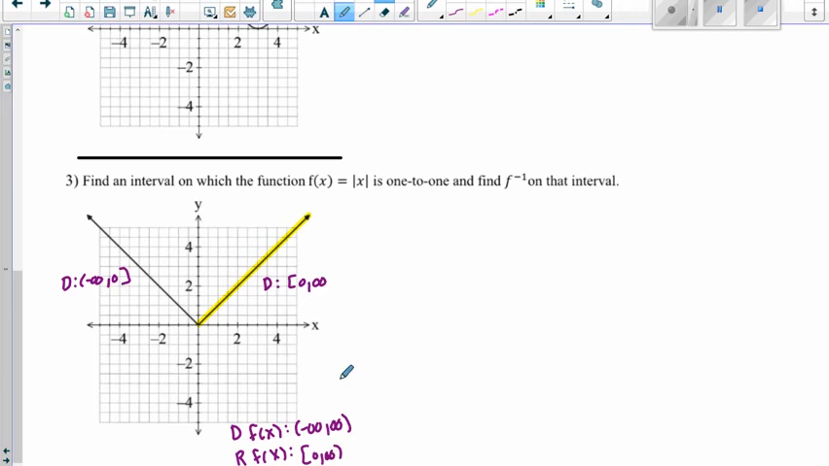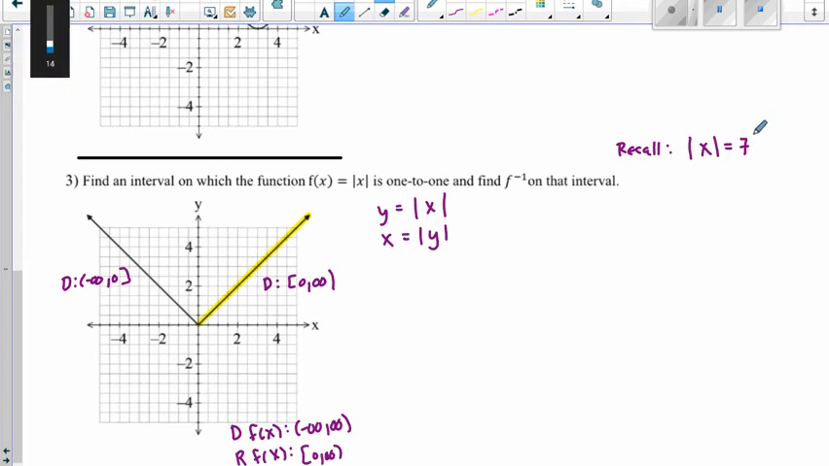So the next thing we need to do is find the inverse. So to find the inverse, remember, we switch our x and our y values. So this would be y equals the absolute value of x. So if we switch these, we get x equals the absolute value of y. So how do I solve an absolute value equation? So recall, we've learned how to solve such equations like the absolute value of x equals 7. We solved these in Math 2, and we also solved these last year. So if I want to solve this, I know that I have two cases. I have one where we had the positive answer and the negative answer. So x would be equal to 7 or x equals negative 7.